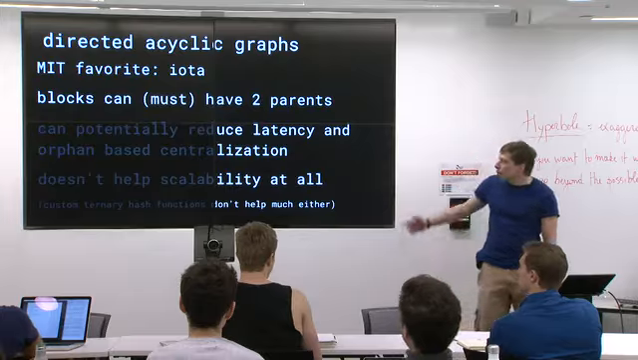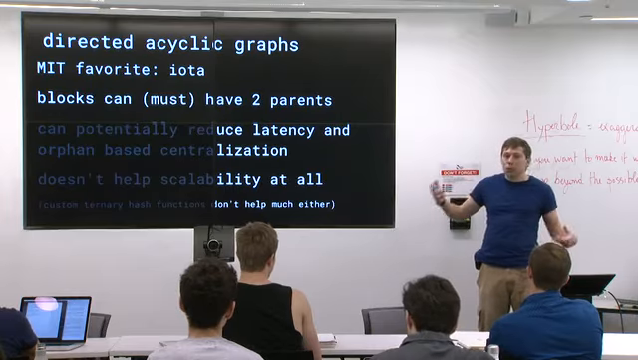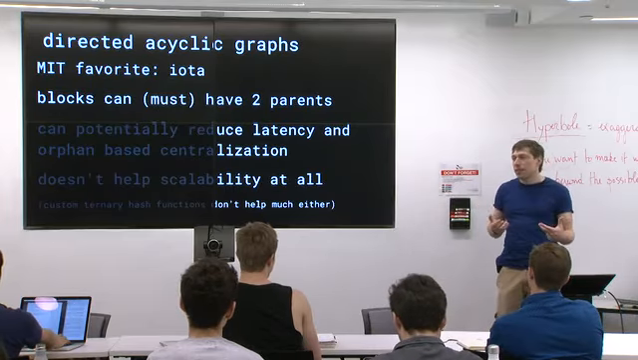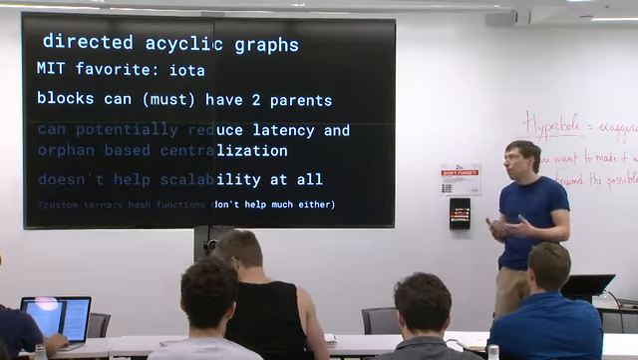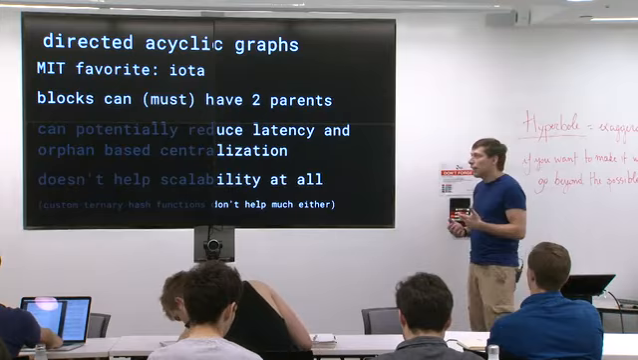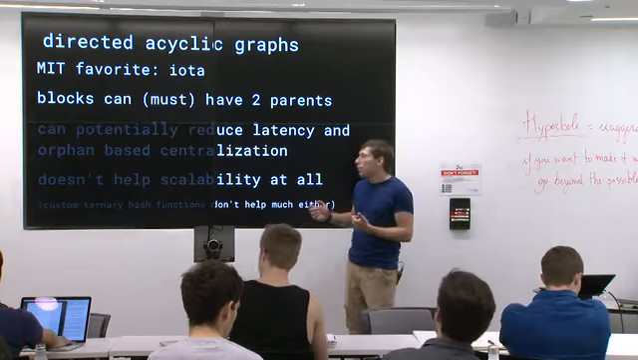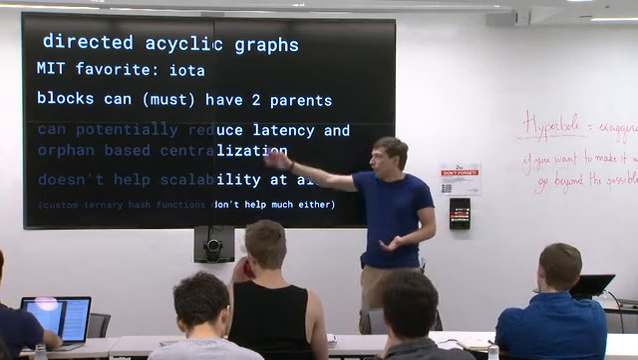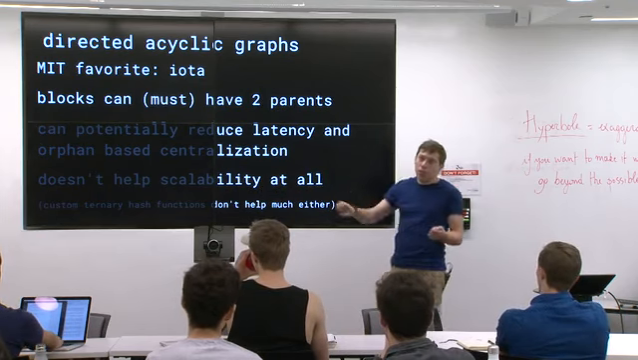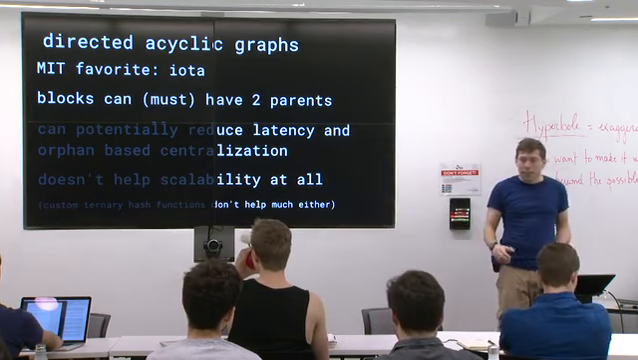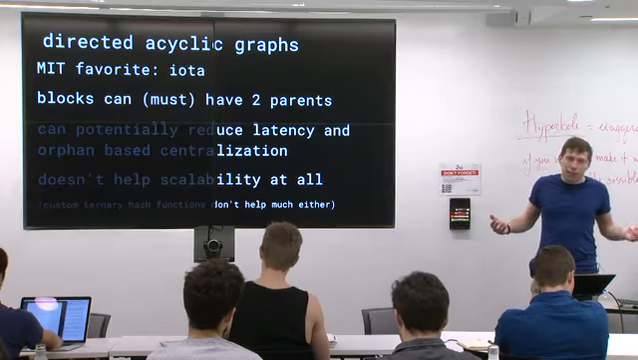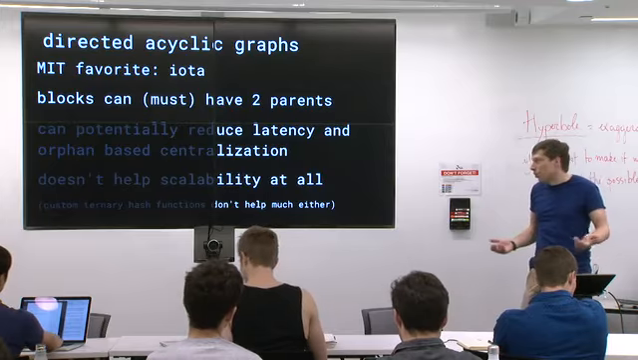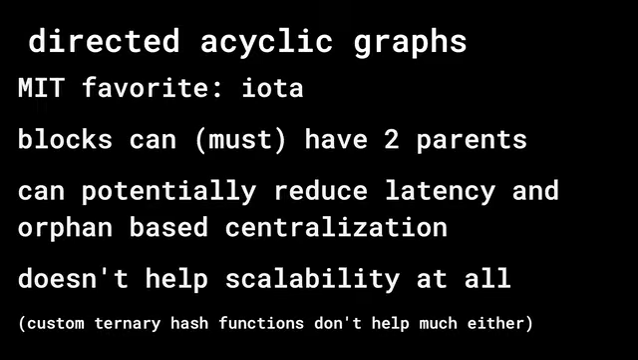So it could help latency, and it could help reduce the number of orphans in the blockchain, which then helps miner centralization. So there are interesting ideas for it, but it doesn't help scalability at all, right? It actually hurts scalability, because now I have to keep track of all these things instead of just one chain. And I'm going to have to keep track of all the data anyway. If I've got the UTXO set, I can't just ignore parts of it. So it doesn't help scalability at all.